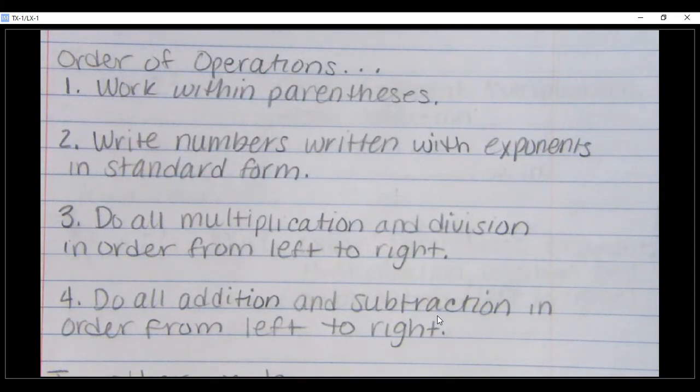That's the point of the parentheses: taking your eye to focus on it, saying this is the equation that you need to do first. The next step is to write numbers written with exponents in standard form. What that means is that we have to solve with exponents. For example, if it is 3 squared, then we're going to square it, or 3 times 3, and get 9. So we need to do exponents after parentheses.